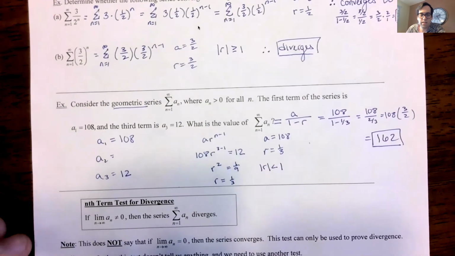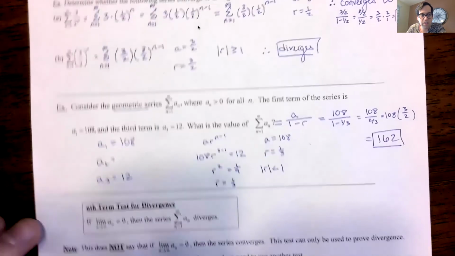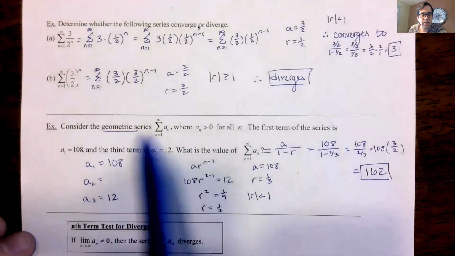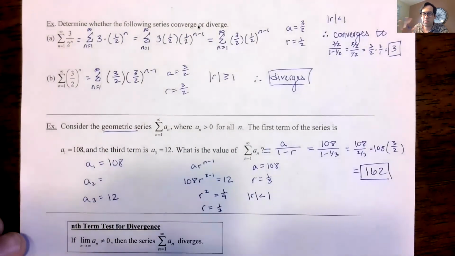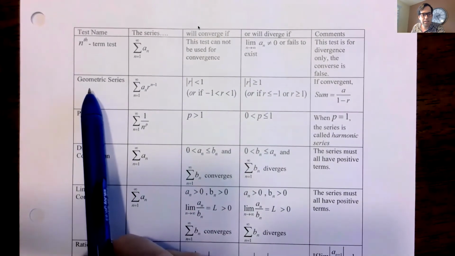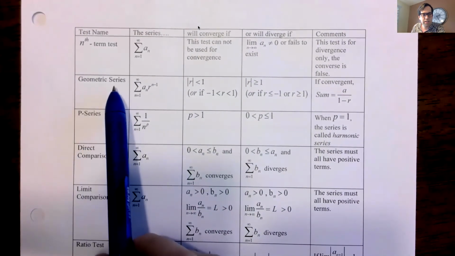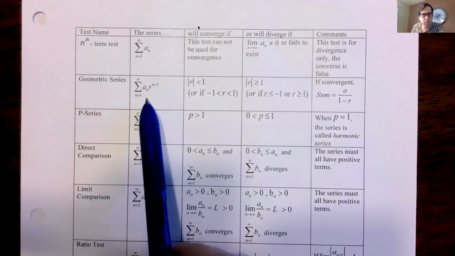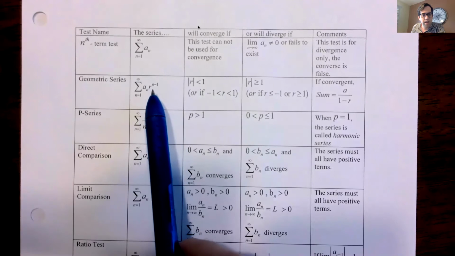So that's what this series sums to with its infinite number of terms. Okay, so that's how the geometric series test works. And you can see this question was a little bit backwards, made you think a little bit. So if we look back at our chart of series tests, that's the second test on the list, the geometric series test. You can see the series has to be in this format, which is exactly what we have.